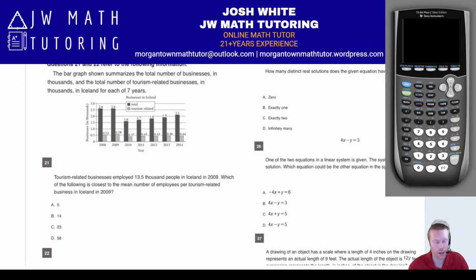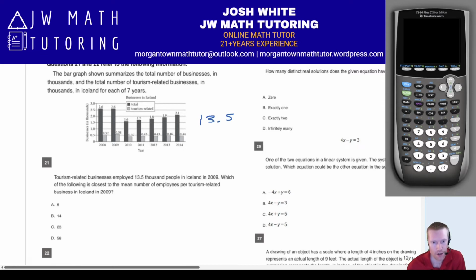All right, and the next problem we have is number 21, which deals with this bar graph that is shown here about businesses in Iceland. So in problem 21, it basically asks for the average or mean number of employees per tourism-related business. So we know how many total people apparently were employed, which is 13.5 thousand.